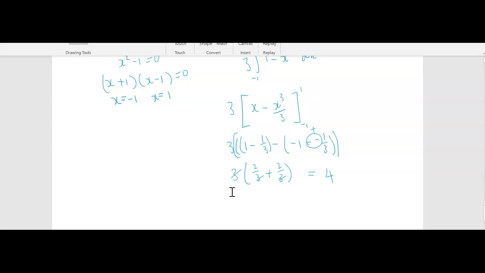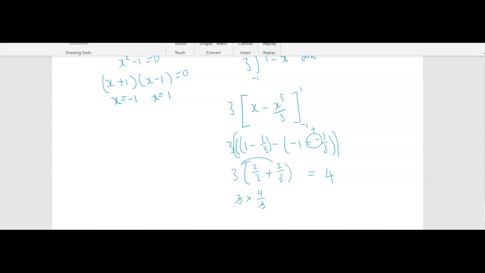All right, so what I did, sorry, I probably did that a bit quickly. Okay, so that 3 is multiplying both these terms. So you could have done 3 times 4/3, and then they cancel out and you're left with 4 as well.